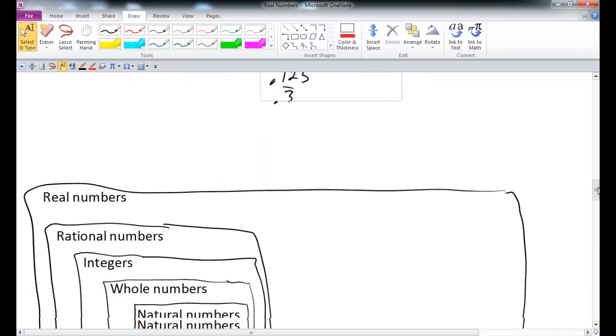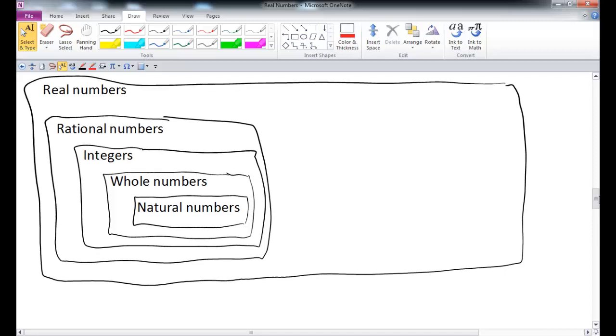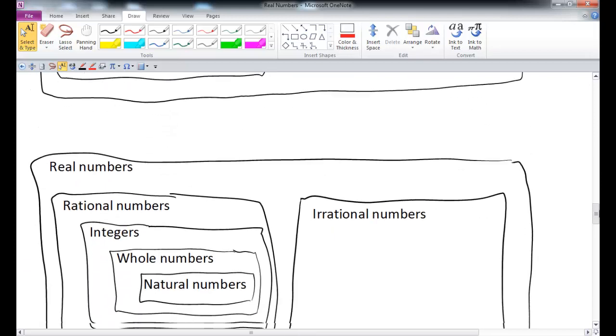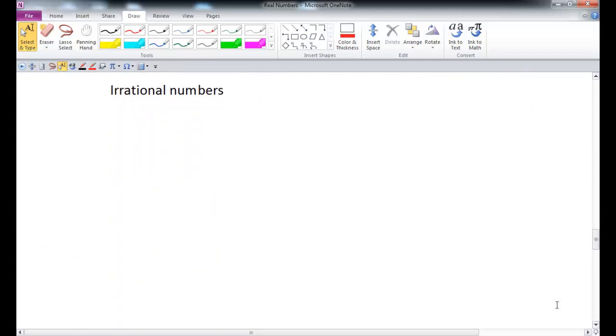Now all these sets of numbers are included in the set of real numbers. So real numbers contain rational numbers, integers, whole numbers, and natural numbers. But real numbers also contain irrational numbers. Irrational numbers are numbers that can't be represented as an integer divided by an integer in a fraction. They're numbers like square root of 2 or pi. If you represent these as a decimal, you get a non-terminating, non-repeating decimal.